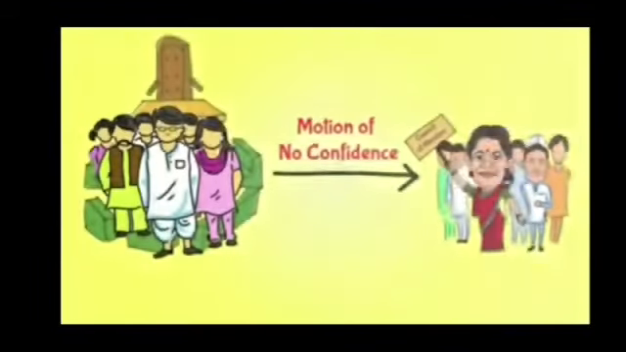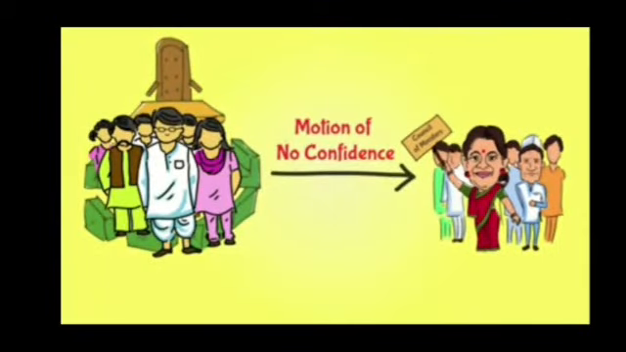The Lok Sabha can ask questions to the Council of Ministers for their actions and controls them. If Lok Sabha passes a motion of no confidence with majority votes against the Council of Ministers, the Council of Ministers along with the Prime Minister has to resign.